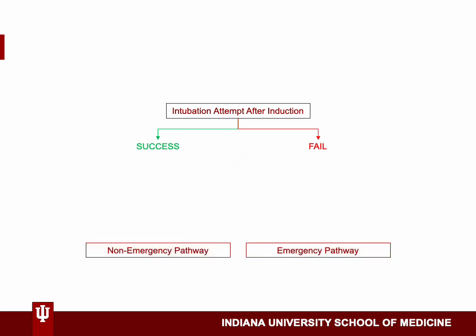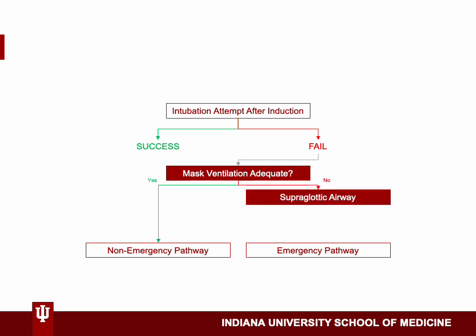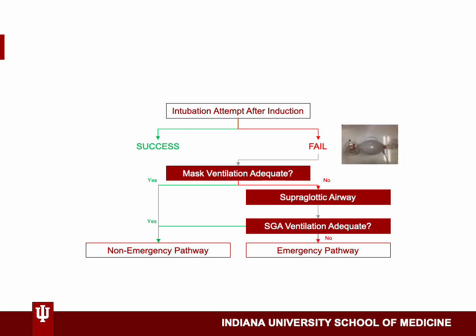To choose between the pathways, we first assess mask ventilation. If adequate, non-emergency. If inadequate, place a supraglottic airway and reassess. Again, if adequate, non-emergency. If inadequate, initiate the emergency pathway. Here, the decision is all about ventilation.